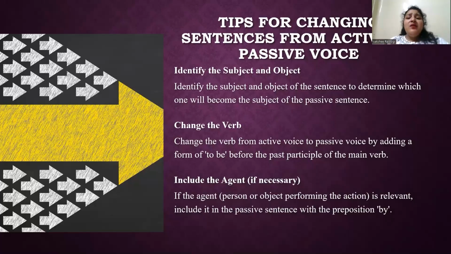Identify the subject and object. How do you identify the subject and object in a sentence? What is the subject? The subject is the noun or pronoun that performs the action described by the verb. It is the doer of the action. Ask who or what is doing the action to find the subject.